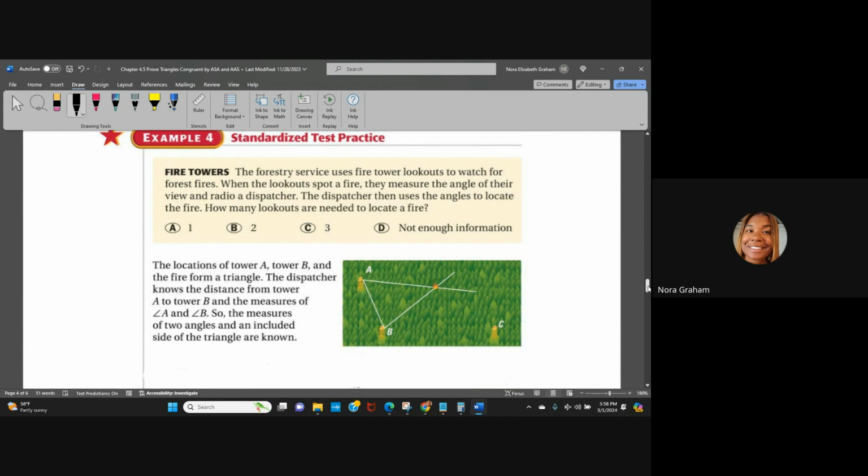So they want us to use postulates to see how many lookouts are needed to locate a fire. So we have a fire right here. They do give us some info. They tell us the measures of the 2 angles. Okay, they said they have these. And then we have an included side, as they told us. So of course, we could use the postulate angle, side, angle. So the answer is we would only need 2 lookouts, because this would be good enough to complete my triangle. So the answer would be B.